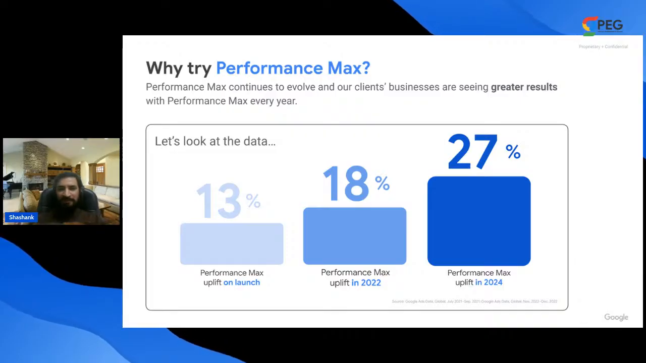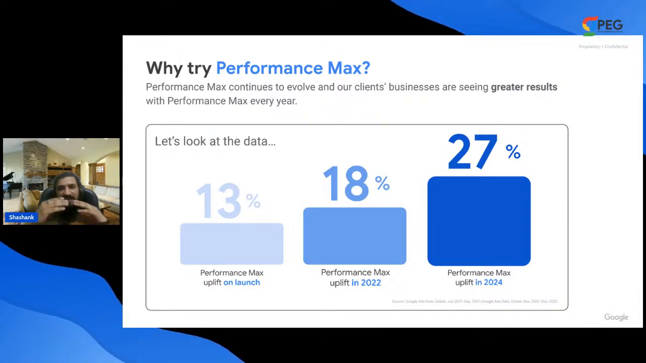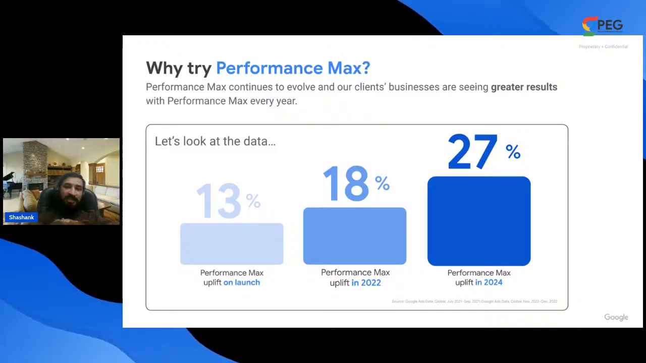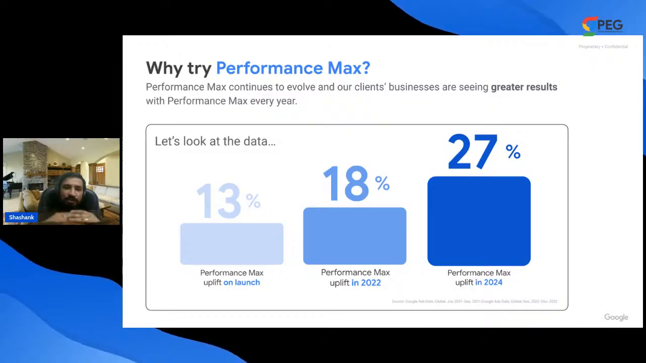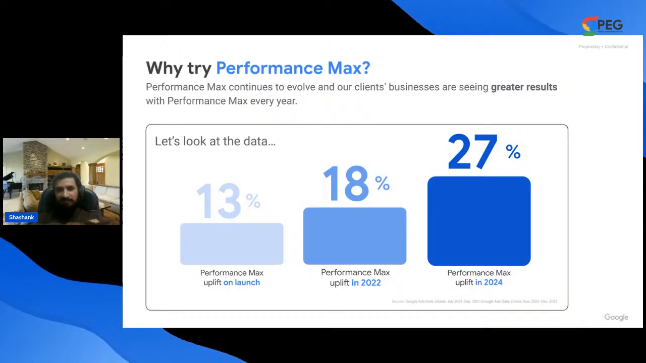Talking about why try Performance Max. It's been a while since this campaign type has been launched. If you look at the stats on the screen, soon after its launch, people who used this campaign variant achieved a 13% uplift in their account's performance. In the year 2022, that improvement further grew to 18%. And in the year 2024, people have actually agreed that with the use of this Performance Max campaign type, their overall revenue grew by 27%, which is a huge hike compared to the standard account structures wherein you avoid using Performance Max as a campaign type.